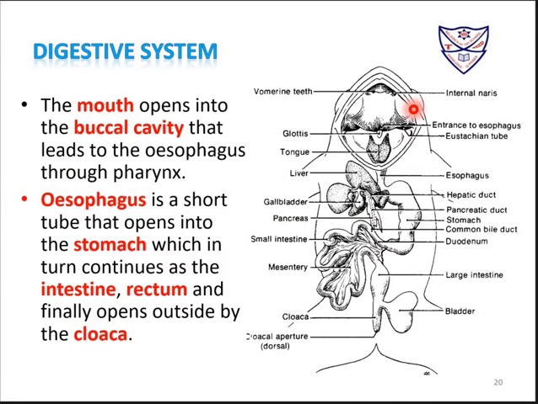The mouth opens up into buccal cavity, which leads to the esophagus. This esophagus is a short tube which opens into the stomach. Then we have the intestine, and then we have rectum. And then we have cloaca, which is the outside opening.